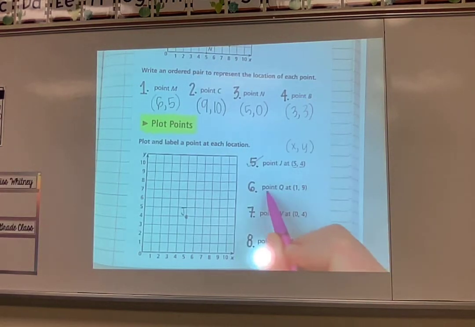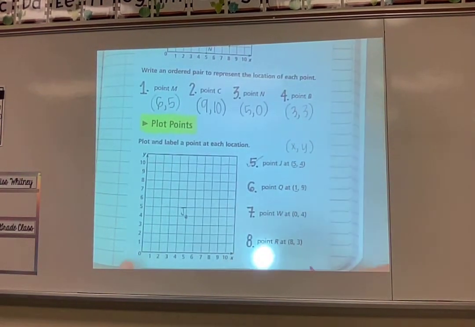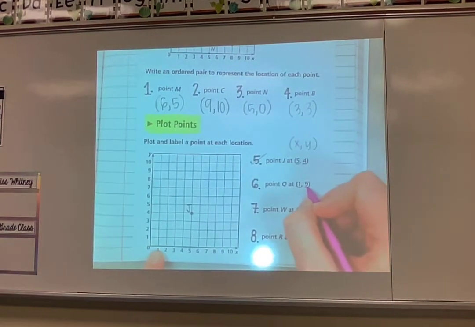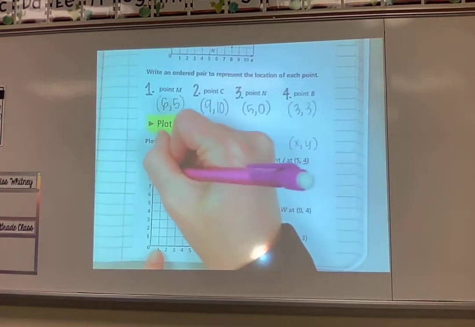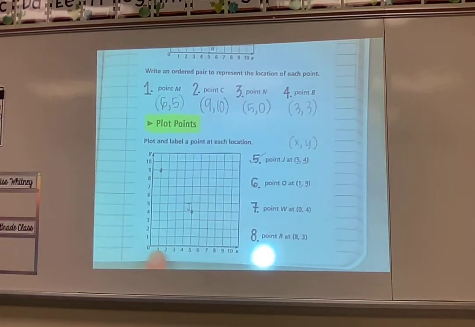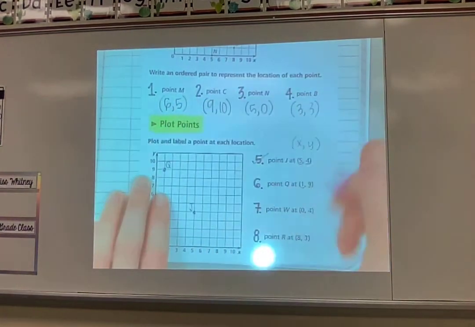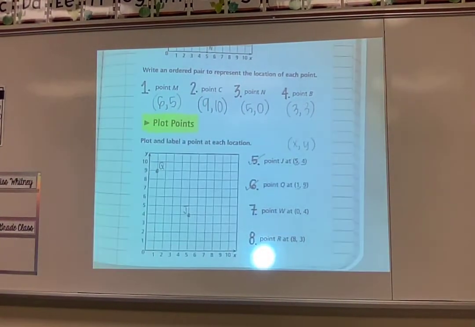Number 6 says point Q at 1, 9. Remember, my x coordinate comes first, so I'm going to go across to 1 and then up to 9. So right here, put my point. Notice I make my points pretty thick so they're easy to see. And then I'm going to label it with a capital Q, just like that. And check mark it off because that one's done.